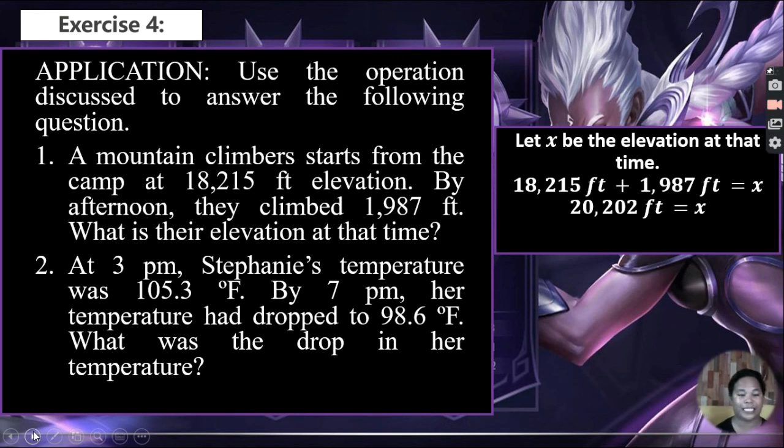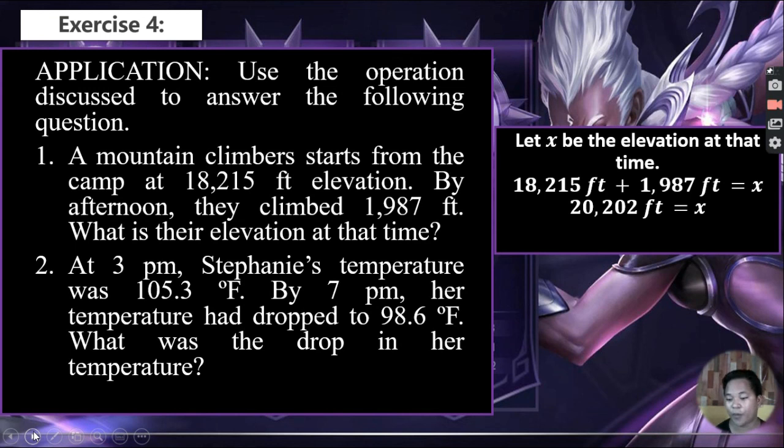Number 2: at 3 p.m., Stephanie's temperature was 105.3 degrees Fahrenheit. By 7 p.m., her temperature had dropped to 98.6 degrees Fahrenheit. What was the drop in her temperature? In this problem, what are given? We have 105.3 degrees Fahrenheit and 98.6 degrees Fahrenheit.